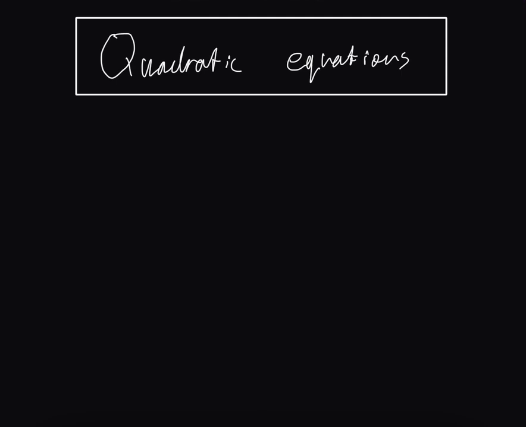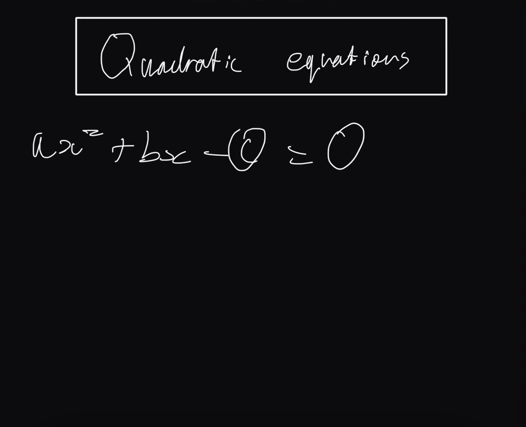What is a quadratic equation? A quadratic equation takes place in the form of ax squared plus bx minus c equals 0. C is a constant, and this could be plus, it could be minus, it could be bx plus ax squared, but if you rearrange it, it'll always be in this form.